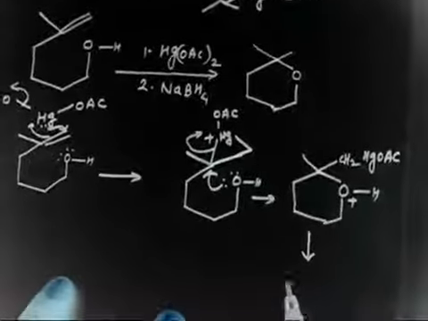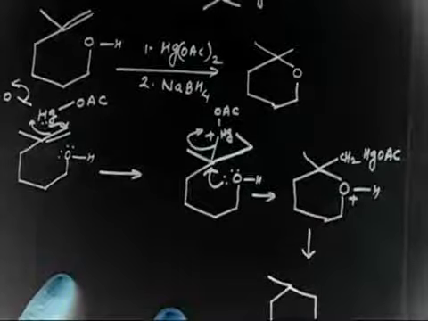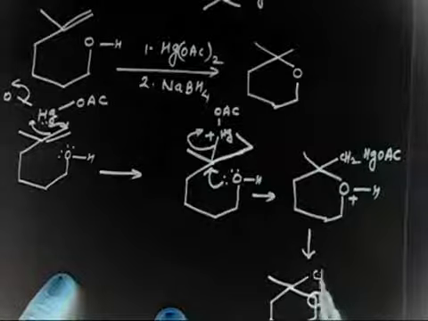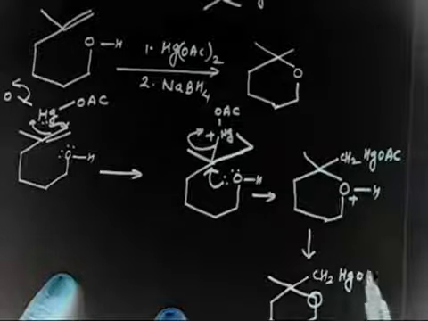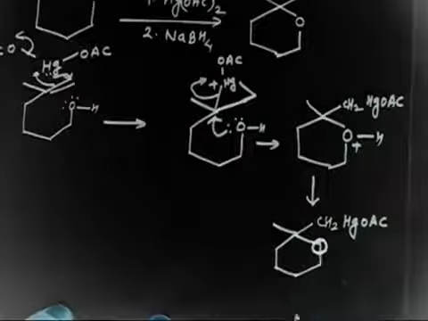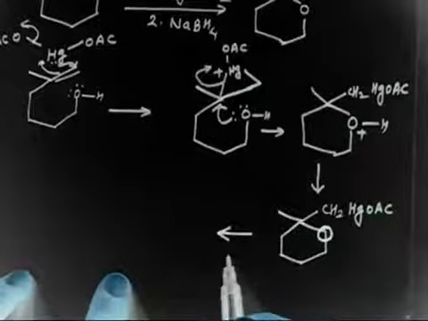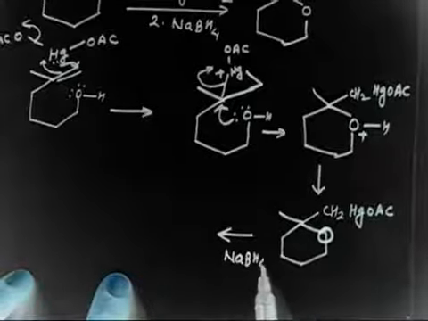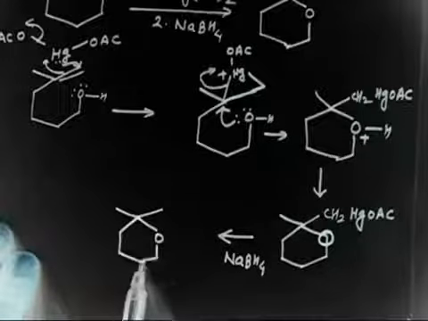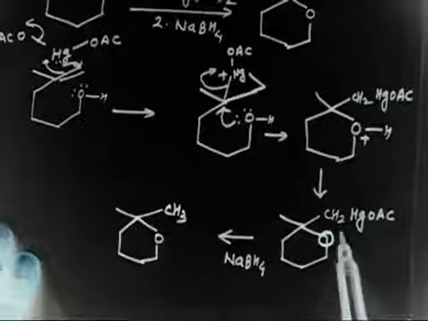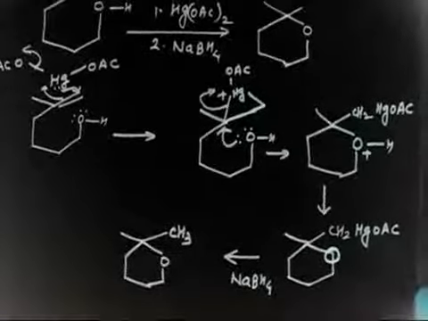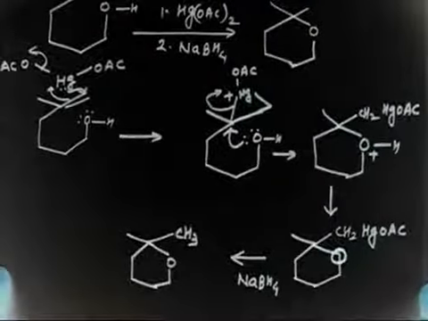Now if you lose H plus, you will have this. So let me write O here, oxygen is here, and CH2HgOAc. Are you getting? So this is simply oxygen here. Now if you do demercuration, that is if you treat with NaBH4, the final product will have oxygen here, and here you will have simply CH3, because HgOAc will be replaced by hydrogen. So this is the final product you will have. Are you getting or not? Let us copy, those who have not copied this one.